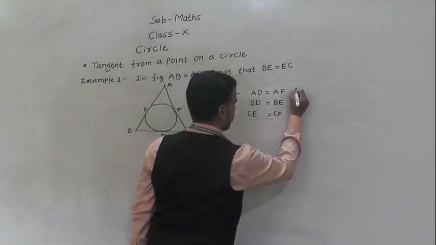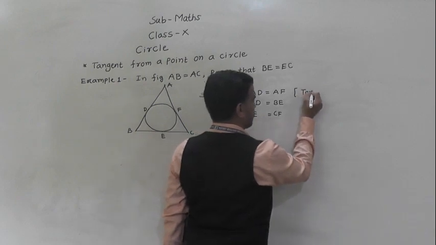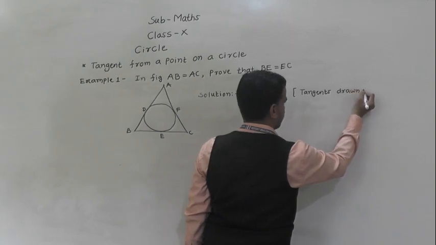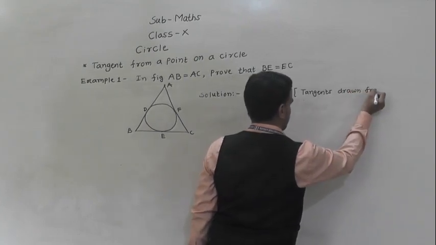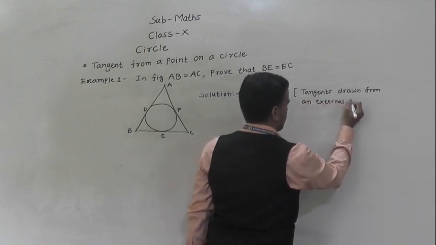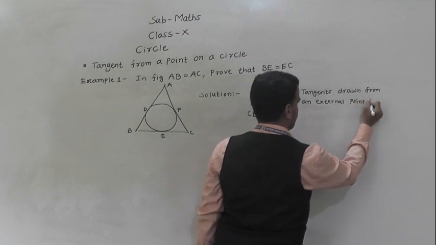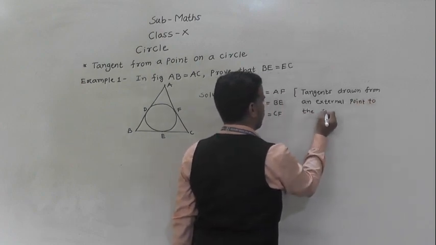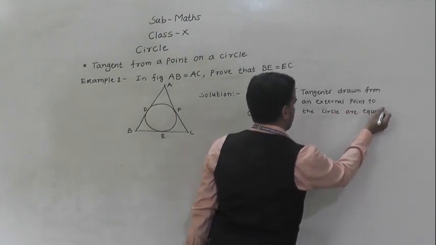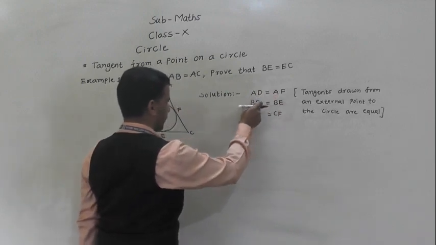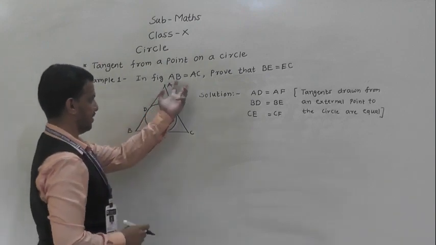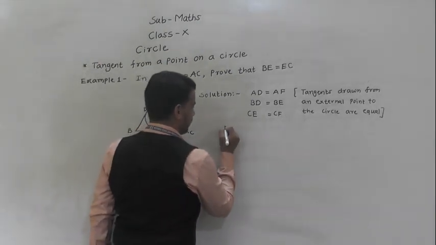And here the reason we can write: tangents drawn from an external point to the circle are equal. So here AD is equal to AF, BD is equal to BE, and CE is equal to CF. Now here what is given? AB and AC are equal, given. So we have to write now this.